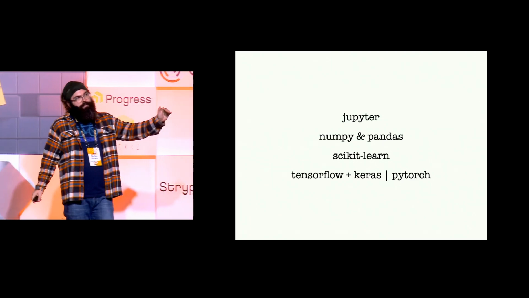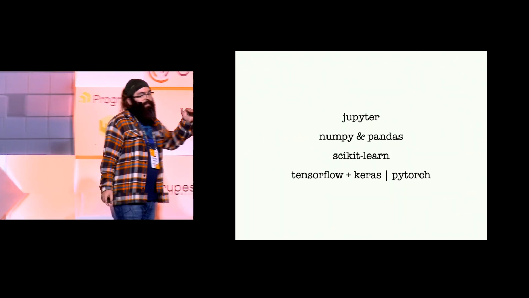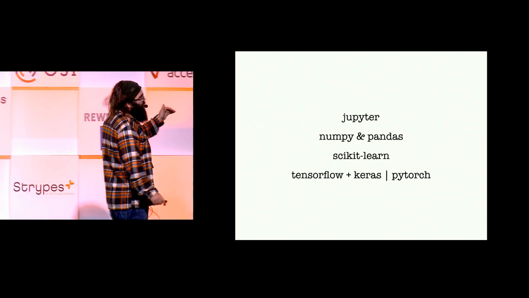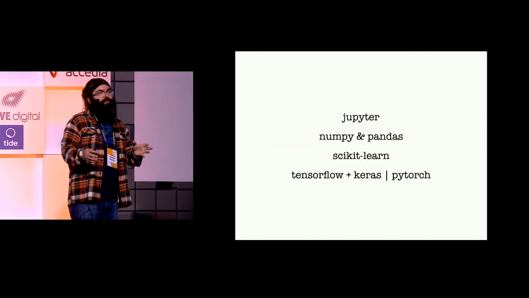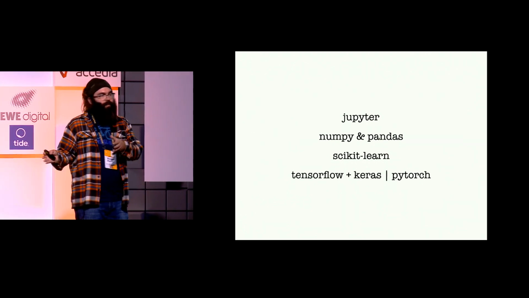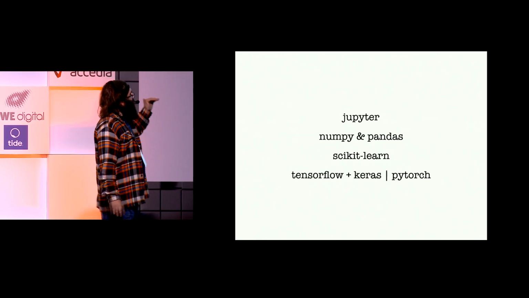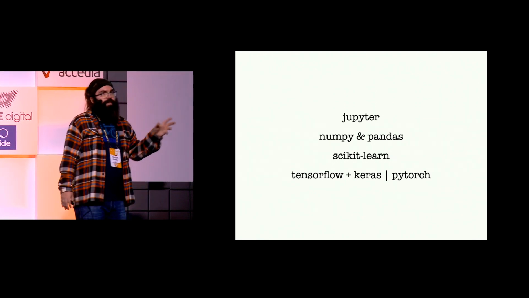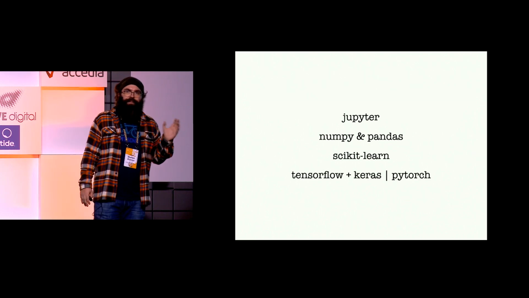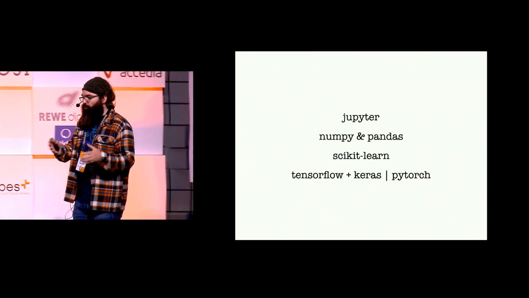NumPy and Pandas are your basic data science libraries. NumPy gives you fast matrix multiplication for pretty large data sets. Fortran underneath, by the way. And Pandas gives you a data frame, which is kind of like a cool interface to work with a table of data.